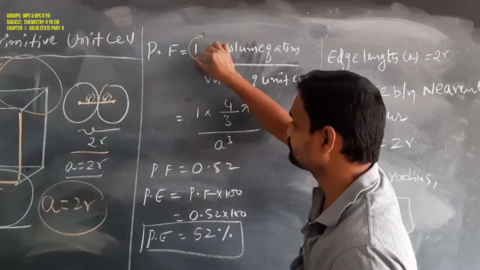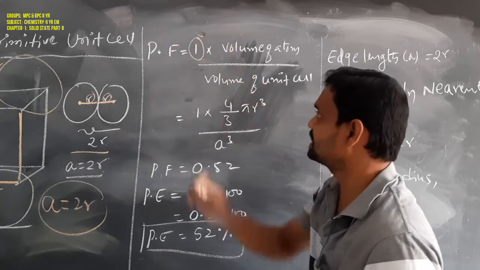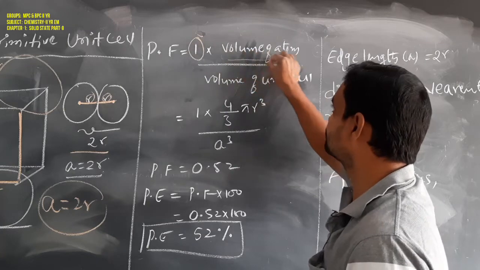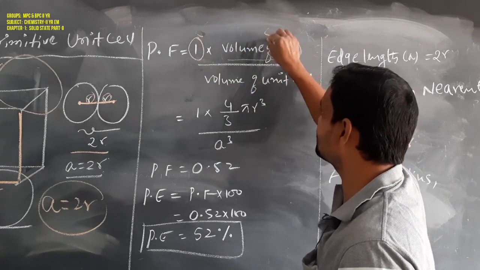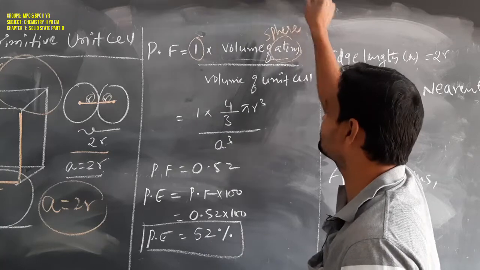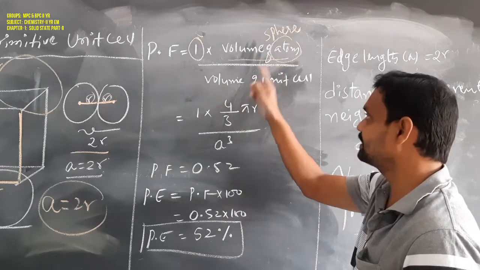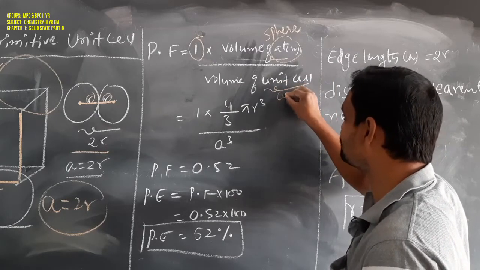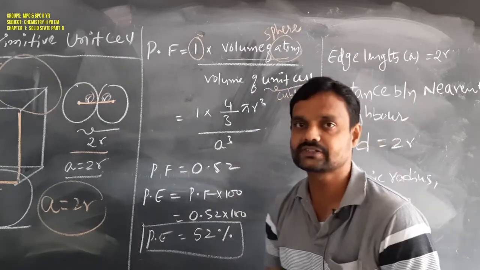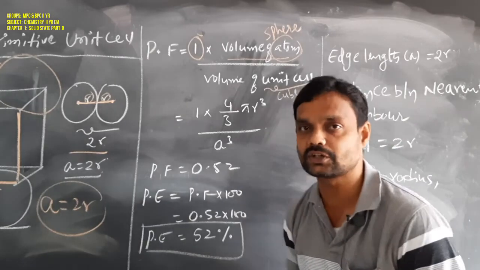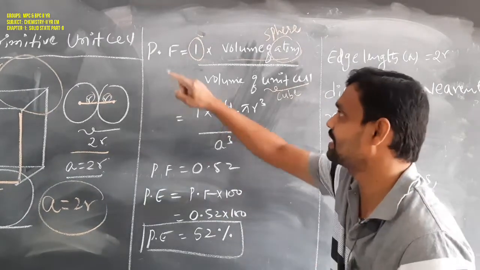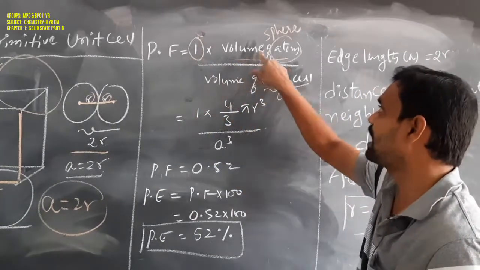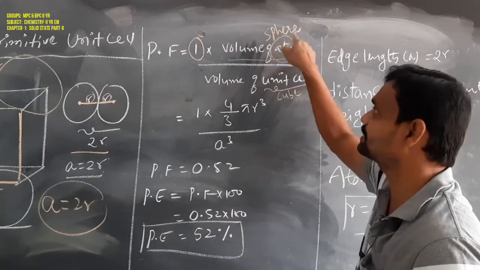So how many atoms, how many spheres for the simple or primitive unit cell? 1 into the volume of the atom. Here the atom is considered as a sphere, divided by the volume of the unit cell. So here the unit cell is considered as a simple cube. Then the formula changes: packing fraction is equal to the total atoms, 1, into the volume of the atom, nothing but the volume of the sphere.